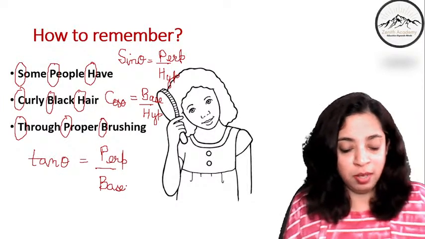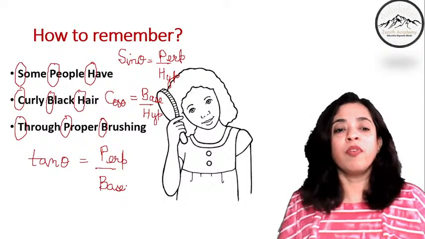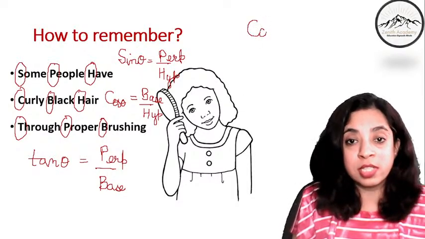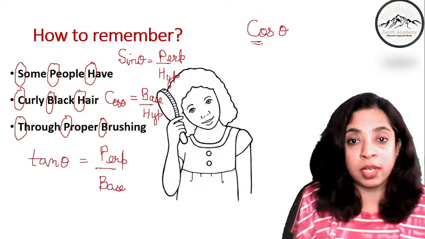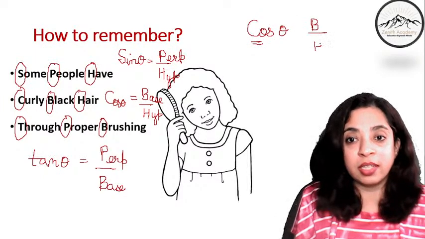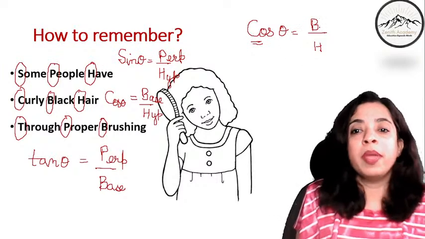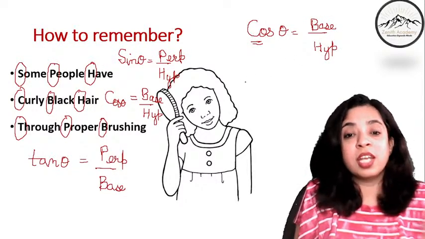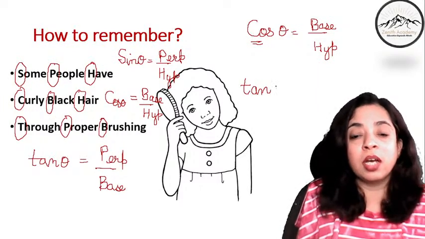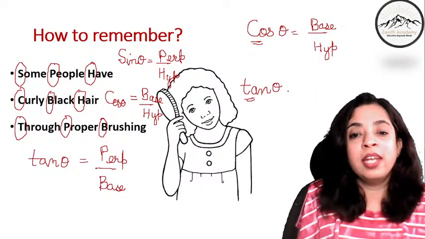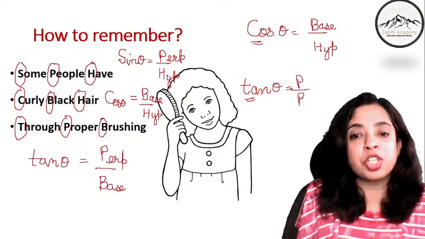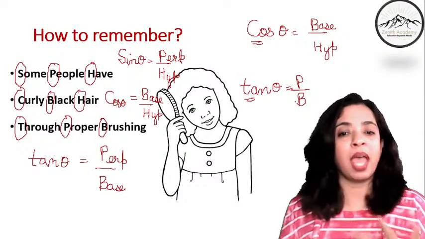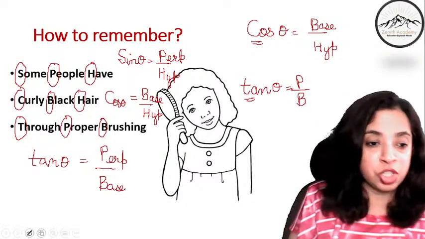Have you all understood? So whenever you are asked cos, जैसे cos पूछा है तो you should know cos is this, cos theta आप लिखो तो curly black hair आना चाहिए, ठीक है? तो base by hypotenuse आएगा. You will write quickly and you will never go wrong. अचानक से tan पूछा है, tan theta, so you know through, tan is through proper brushing. So you should know some people have curly black hair through proper brushing.